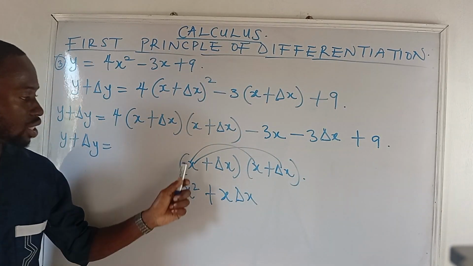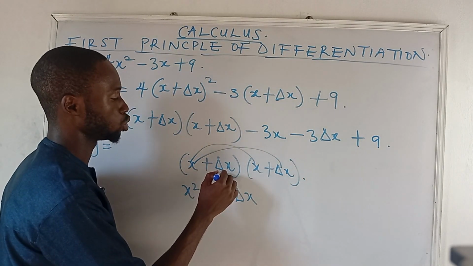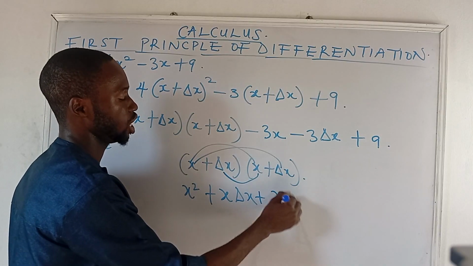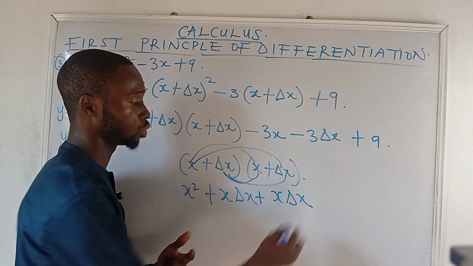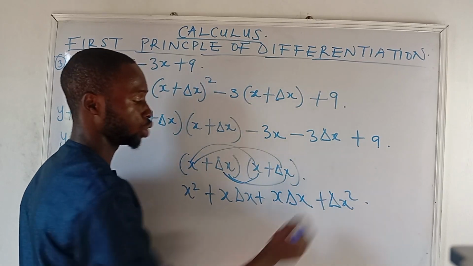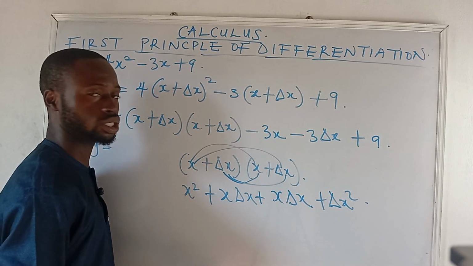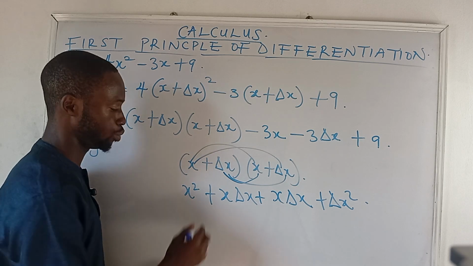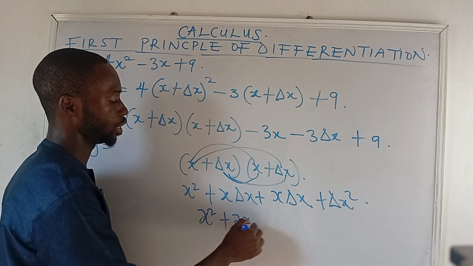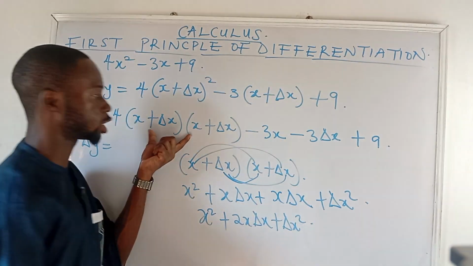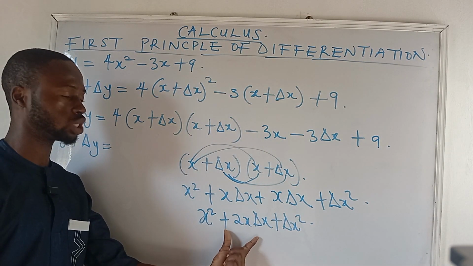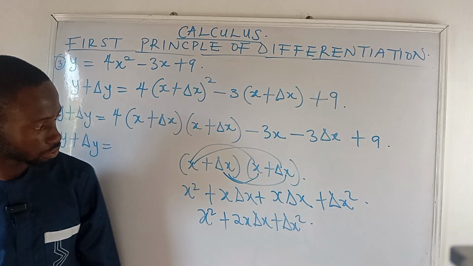So what we have here is x times change in x. Then the next one is what? Change in x times x will still give me x change in x. Then the last one is change in x times change in x. That's what I'm talking about. I'll have change in x squared. So this plus this, they look alike because they have the same variable. I would have x squared plus 2x change in x. Then the last term that we have is change in x squared. So the expansion to this thing is what I have down here.